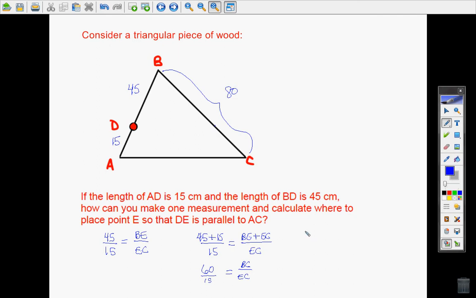then we would know that 60 over 15 equals 80 over EC. And by solving this, knowing of course that this is 4 to 1, then we would know that 4 times 20 is 80, so EC must go at 20. So I would plot point E, and I would put it at 20, which would make BE 60, and that would be in proportion, 3 to 1, 3 to 1. There you go.